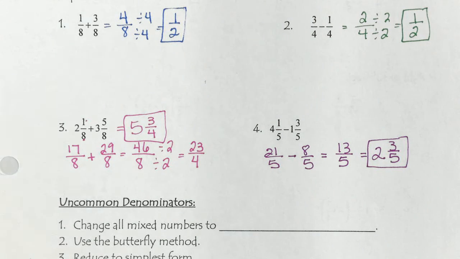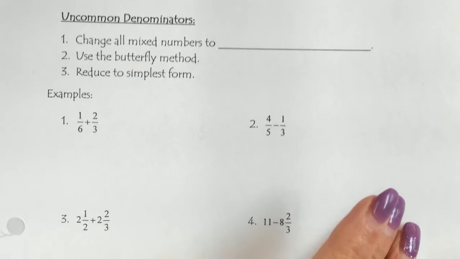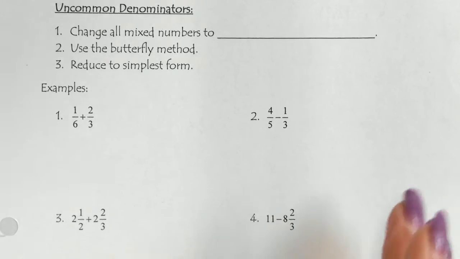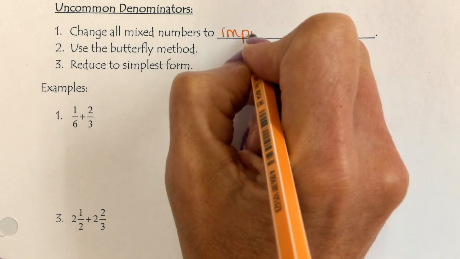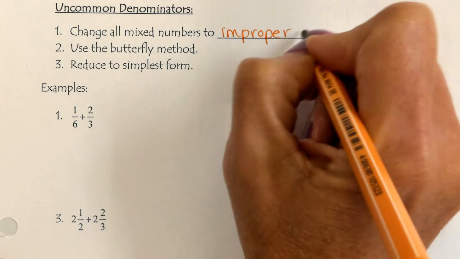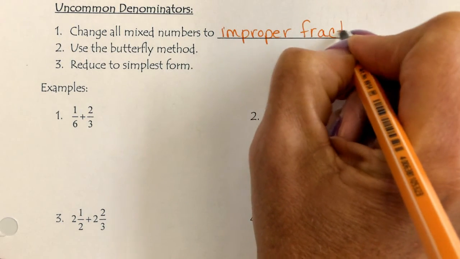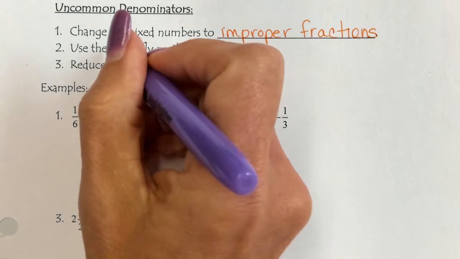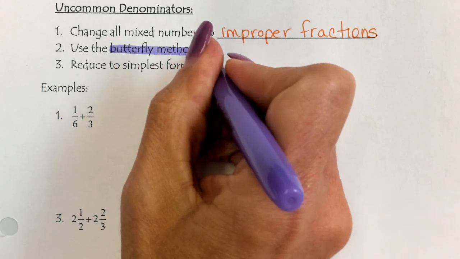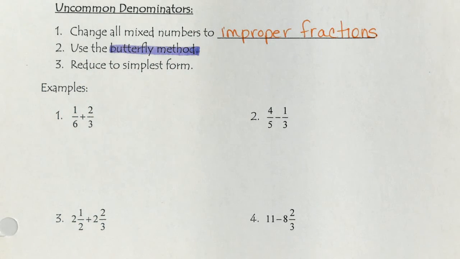Okay? All right, so on the bottom, we have uncommon denominators. We're going to do the same thing. We're still going to change the mixed numbers to improper fractions. Okay, and we're going to use the butterfly method. And if you're unfamiliar with the butterfly method, this actually is going to simplify a lot of things for you. You don't have to deal with the common denominators or any of that kind of stuff. So this hopefully will make things easier for you to do.